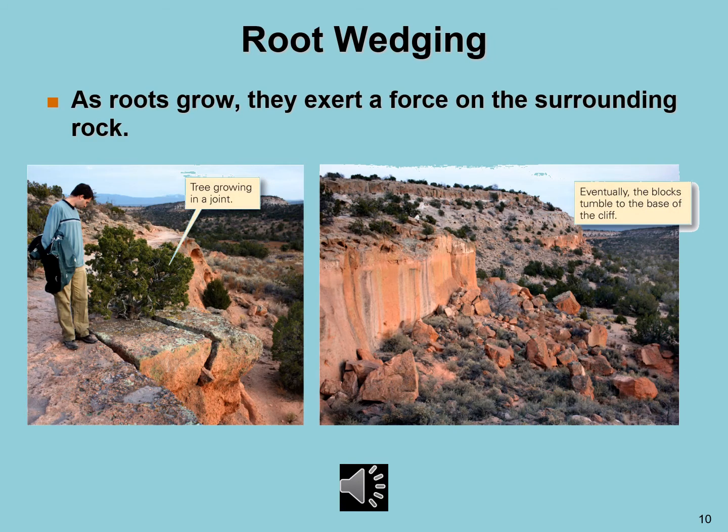Frost wedging helps break rock free from intact bedrock. Tree roots that grow into joints can push joints open in a process known as root wedging. In this example, the tree roots are growing in a joint in some sandstone in an arid environment. The roots exert pressure and weaken the rock. Eventually, the rock breaks free from the outcrop and tumbles to the valley floor.